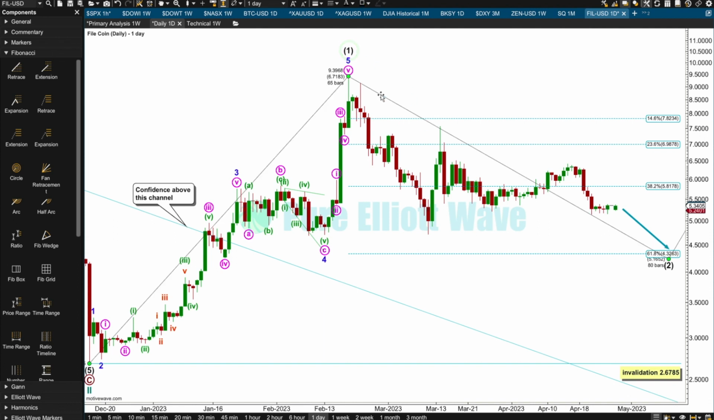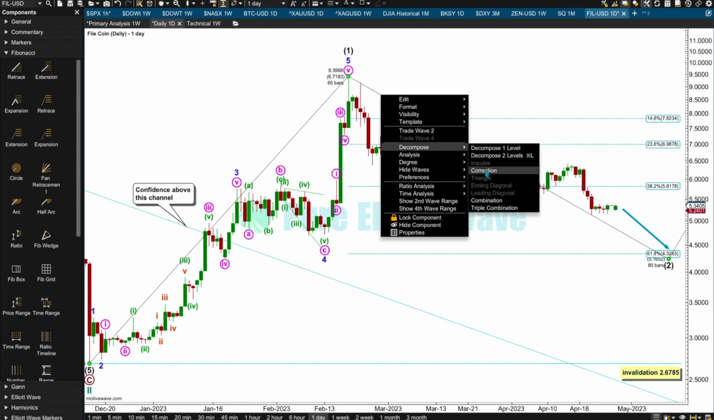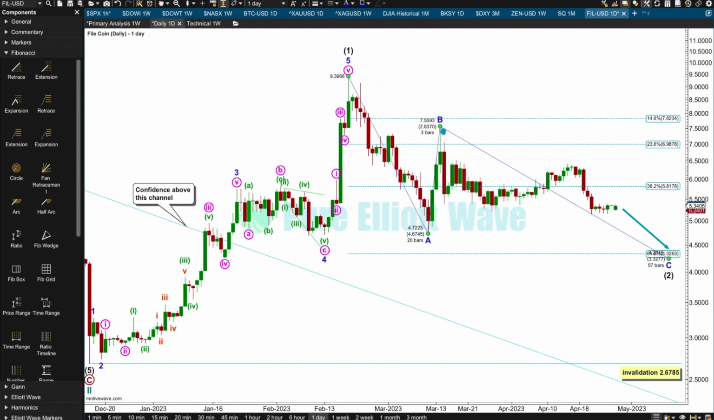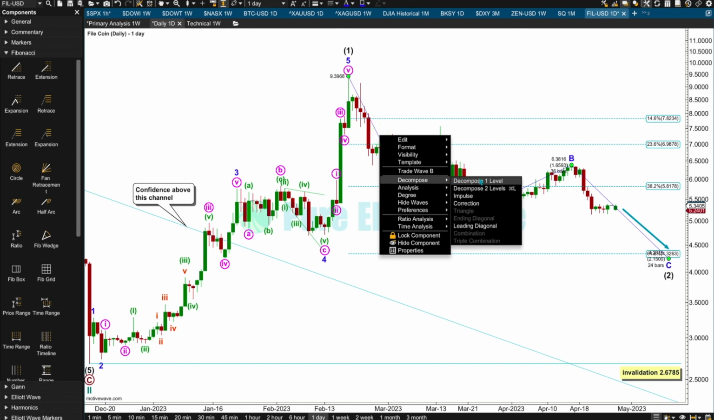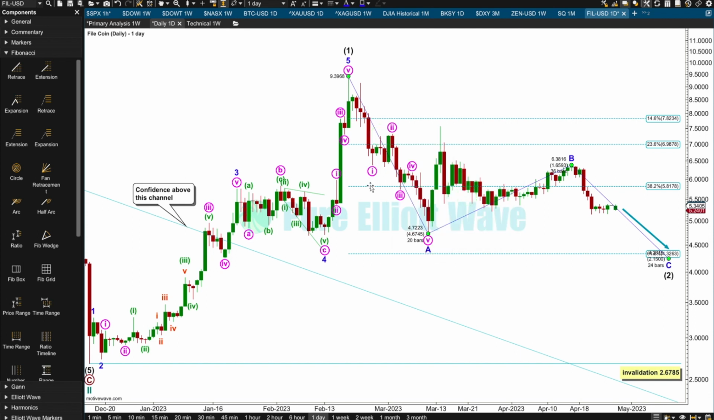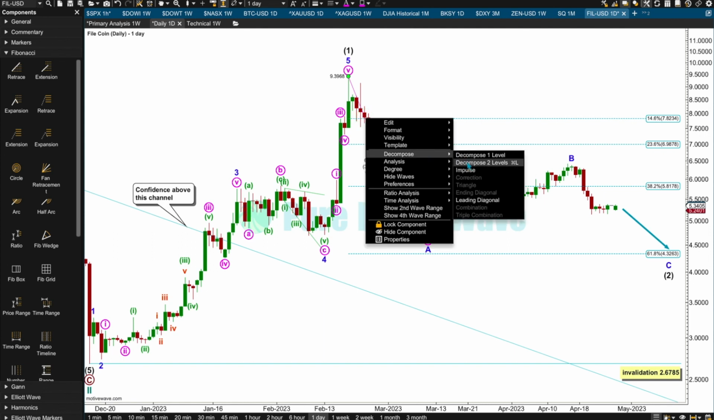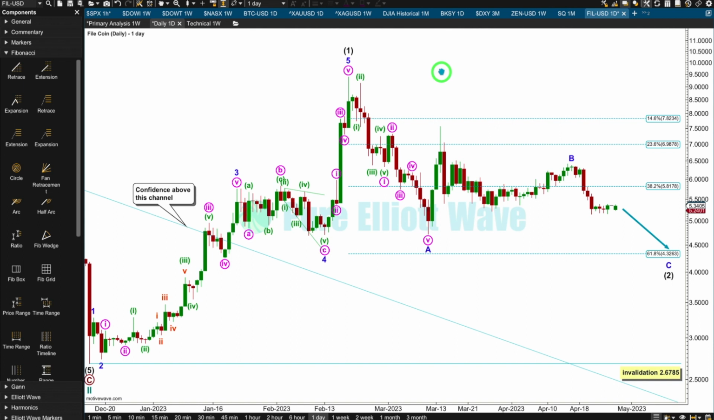Let's get some labels in on intermediate 2. It looks like it may be unfolding as a zigzag. I'm not sure I like the start of C. I think I want to see B over here, but I don't know what structure that's going to fit as. I think A fits pretty well as a 5-wave impulse. Yeah, it does. This first wave has a really good fit. Nice. The fourth wave does not overlap first wave price territory.